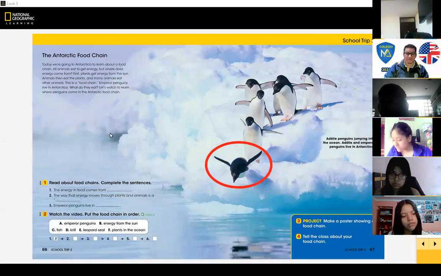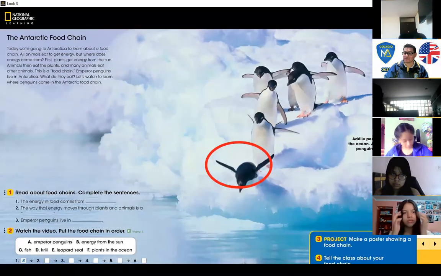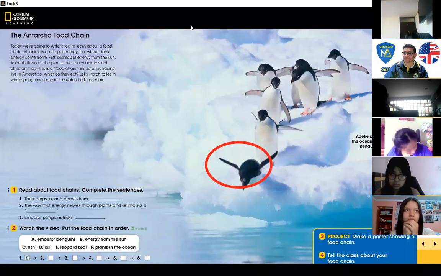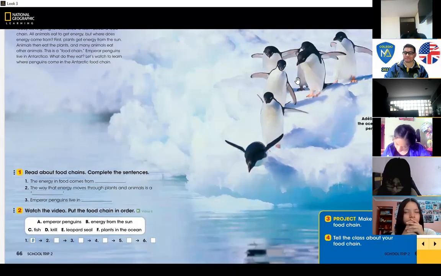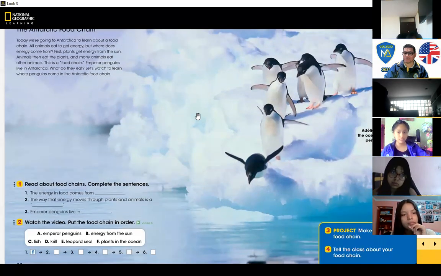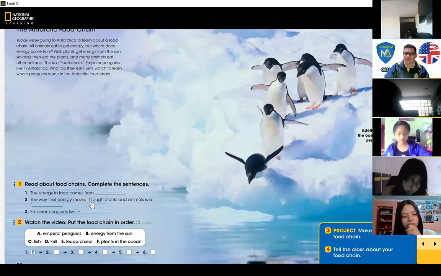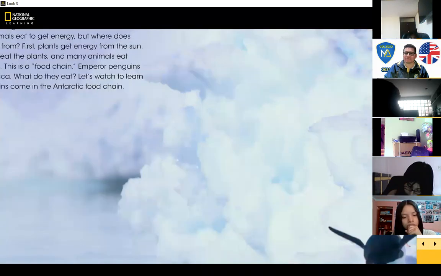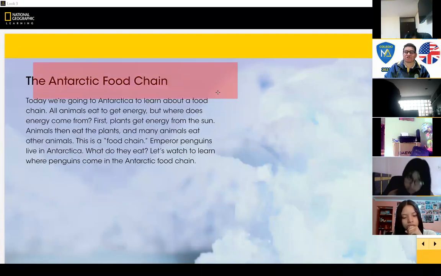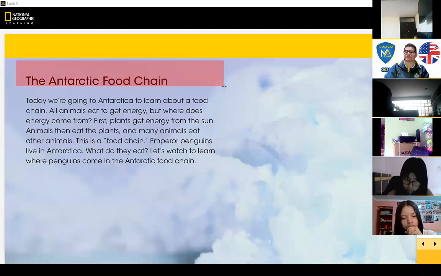Now let's see. We have to listen and we have to read. Moment, please. The Antarctic food chain. Here it says, read about the chain, complete the sentences. Okay, let's start with the reading part. The Antarctic food chain, what is the chain? Cadena, no? If you talk about food chain, cadena alimenticia, right? How is the Antarctic food chain?